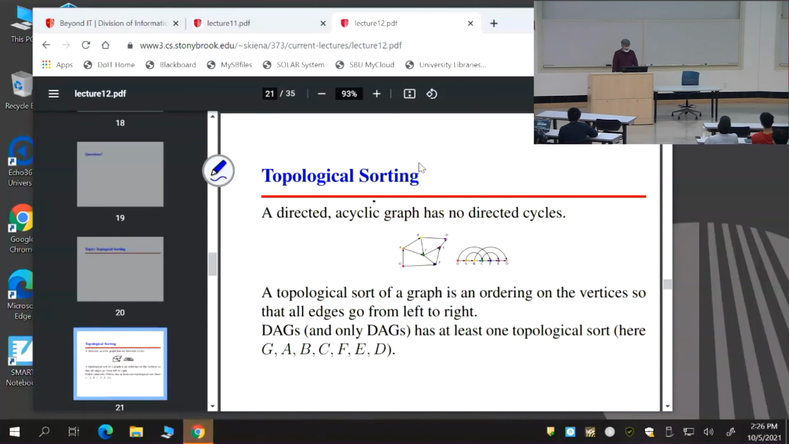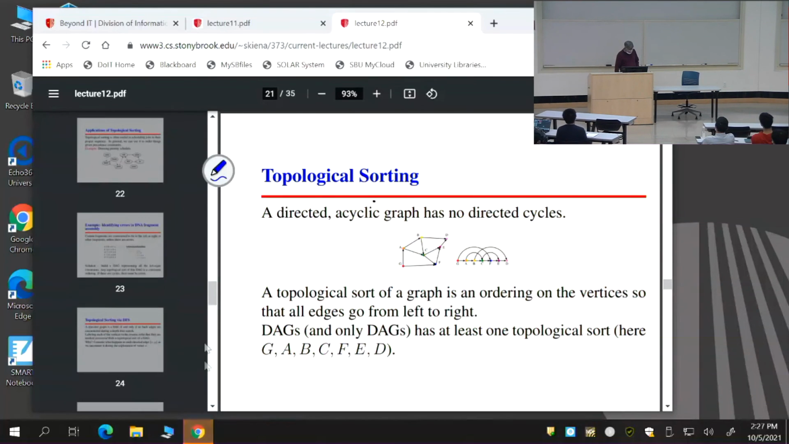So in this graph, which I realize is too small for you to see, they're directed edges. There is no way to walk legally on these one-way streets and get back to where you are. That means it has no directed cycles. A topological sort of a DAG is an ordering of the vertices such that all edges go from left to right. Let me show you an example that you can see, and I think you'll understand this better there.